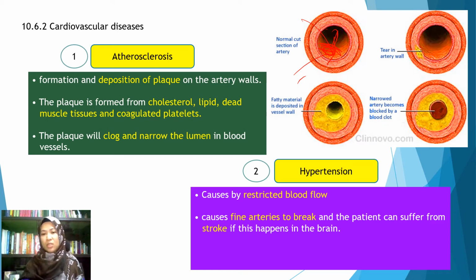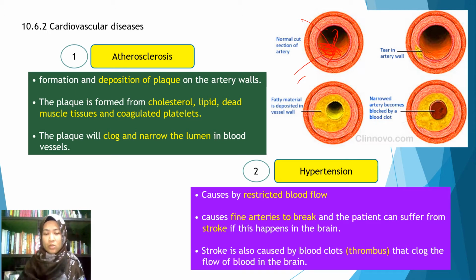If this condition happens in the brain. Actually, not even in the brain. Ini yang paling teruk lah. Kalau berlaku dekat bahagian neck belakang ni pun bahaya sebab efek juga pengaliran darah ke bahagian otak. And maybe around the eyes. So boleh dapat minor stroke.